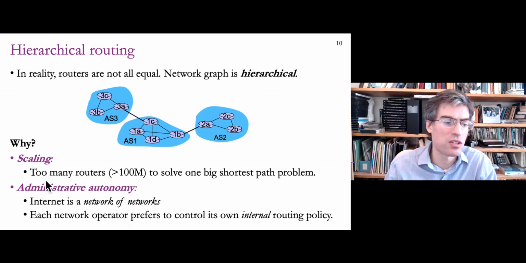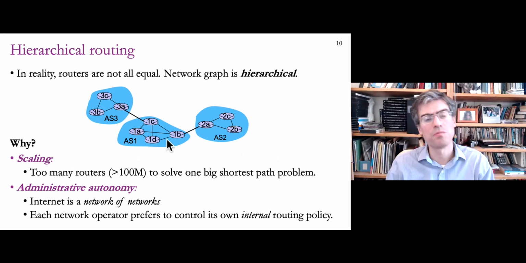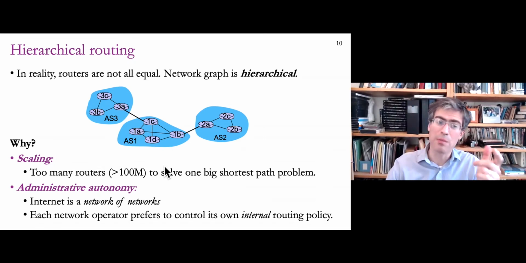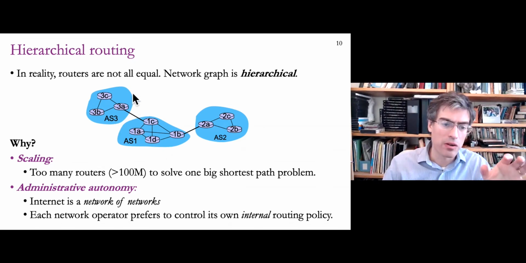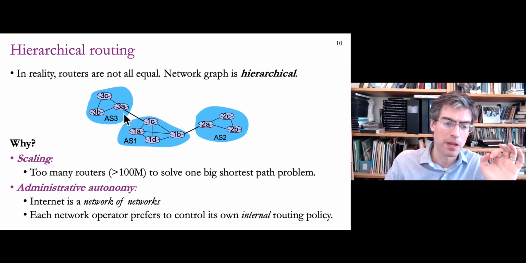So using a centralized algorithm wouldn't make sense. And even trying to do a distributed algorithm operating on a huge network would be difficult because there'd be a lot of updates all the time. So what actually happens on the internet, this is kind of surprising, is that routers are broken up into groups called autonomous systems. And I'm showing that with the blue blobs here.